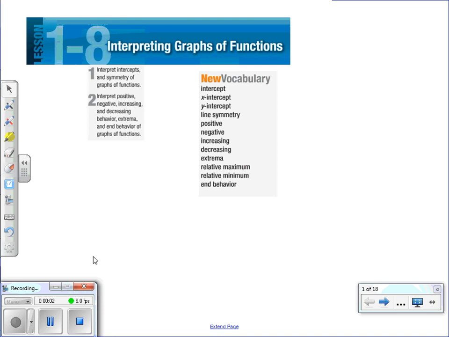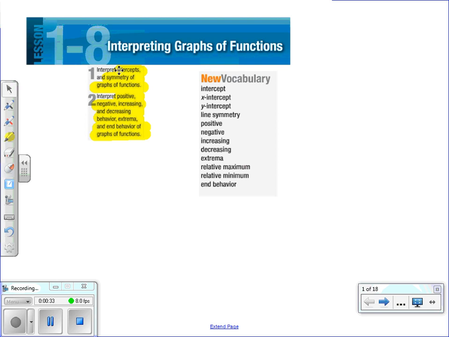All right, guys, we are going to be interpreting graphs of functions today. We're going to be looking at graphs, looking at certain things that are happening, and learning new words to describe what is happening. So we're going to talk about the intercepts, symmetry of graphs of functions. We're going to learn about positive and negative, increasing and decreasing behavior, extreme end behavior of graphs of functions. So lots of new terms.